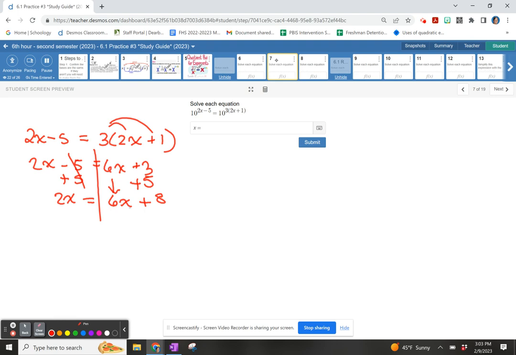So for this example, I still have x's over here and x's over here. So I have to minus 6x on both sides. So then I have negative 4x equals 8. And then I have to undo dividing by negative 4. So then I would get x equals negative 2.